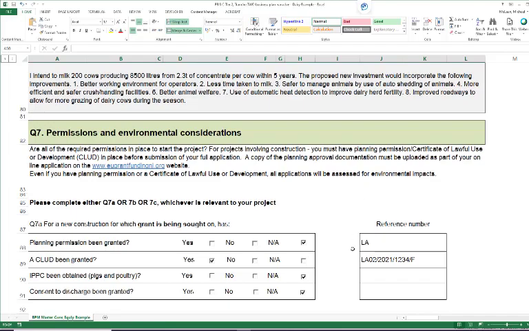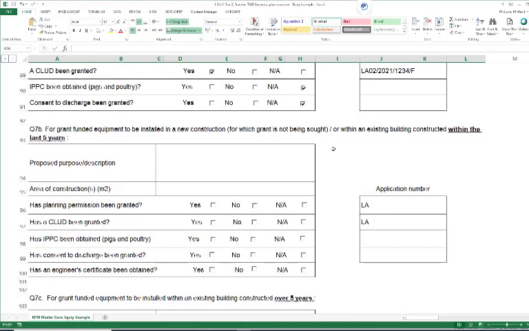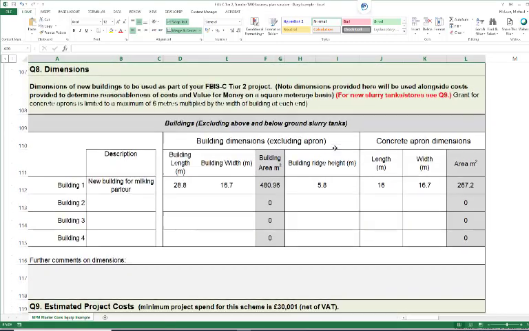You'll note also in this form there's an area where you put your planning reference number. Please make sure you get that correct and complete. Leading into dimensions of the building, this is really just to get an idea, moving more into the detail of what we're going to provide. This is different from the previous tranche where we're asking for more breakdown in buildings and equipment. They provide alongside costs to determine reasonableness of costs and value for money, for example on a square meterage basis. It's important that dimensions recorded here match those on your quotations and any planning documents.